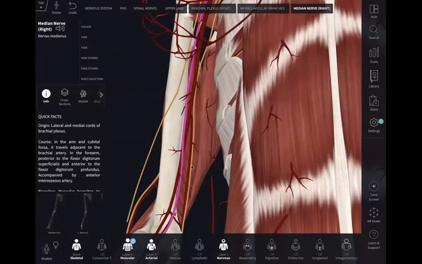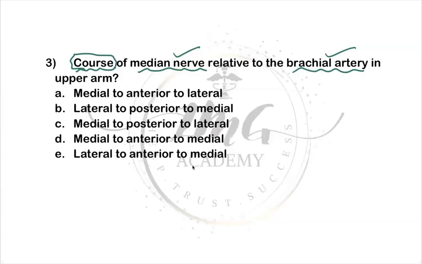Perfect. So now go and look at the question. Course of the median nerve related to the brachial artery. Which one is the correct answer then? It lies lateral, then anterior, then medial. Exactly. Option E. Any doubt? Any questions? No, right? This is easy. Anatomy is the easiest part for your MRCS, and you have to know this by heart, and you need to have a complete visualization the way you can.